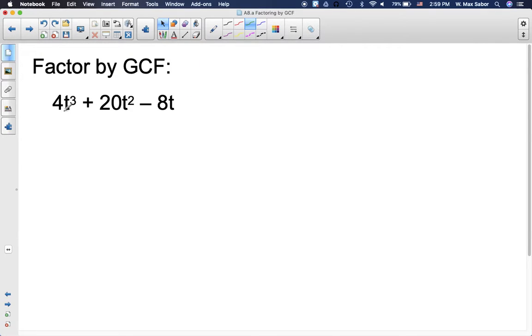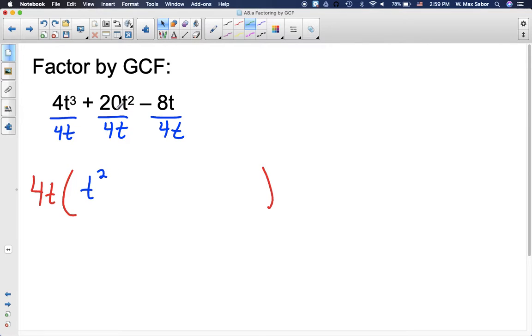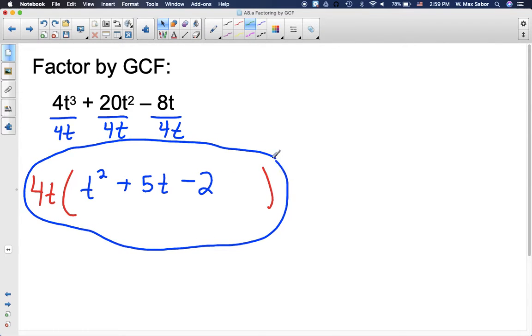So here, we said, okay, the greatest common factor was 4t. So we know that it will be 4t. So now I'm going to divide each of these by 4t. So divide that by 4t, divide that by 4t, divide that by 4t. So 4 divided by 4 is 1. T cubed divided by t is t squared. Now 20 divided by 4 is 5. T squared divided by t is t. Negative 8 divided by 4 is negative 2. T divided by t is 1. So that is our factored form.